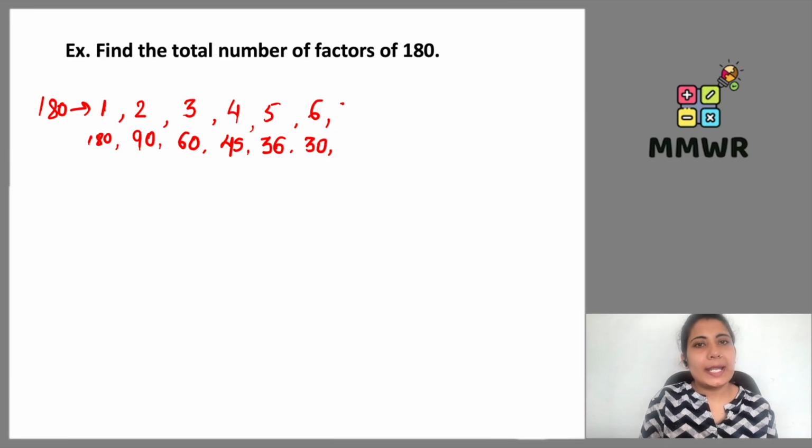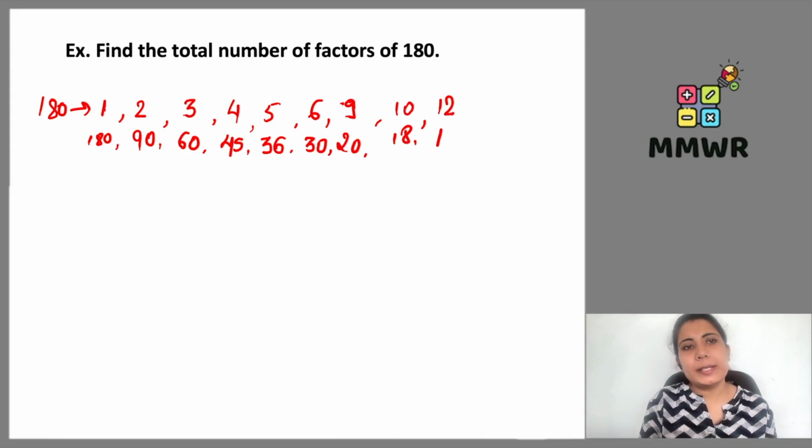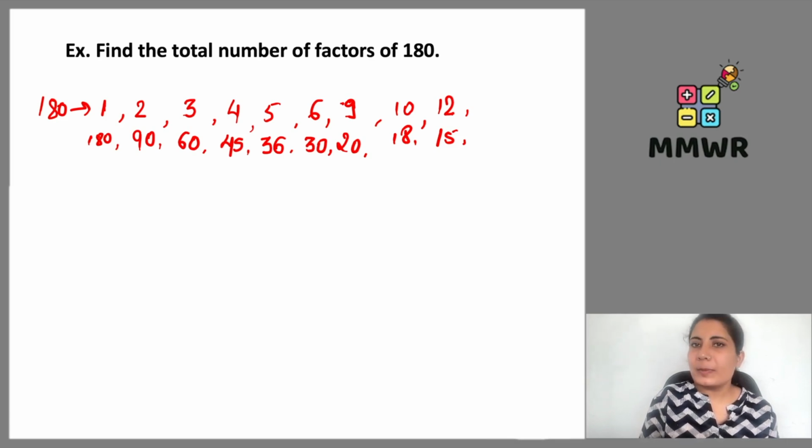7, no. 8, so sorry, 7, 8, 9. By 9, it is divisible 20 times. By 10, it is divisible 18 times. By 11, it is not divisible, but by 12, it is divisible. 12 ones are 12. 12 fives are 60. By 13, it's not divisible. By 14, no, it's not divisible. By 15, it is divisible 12 times.